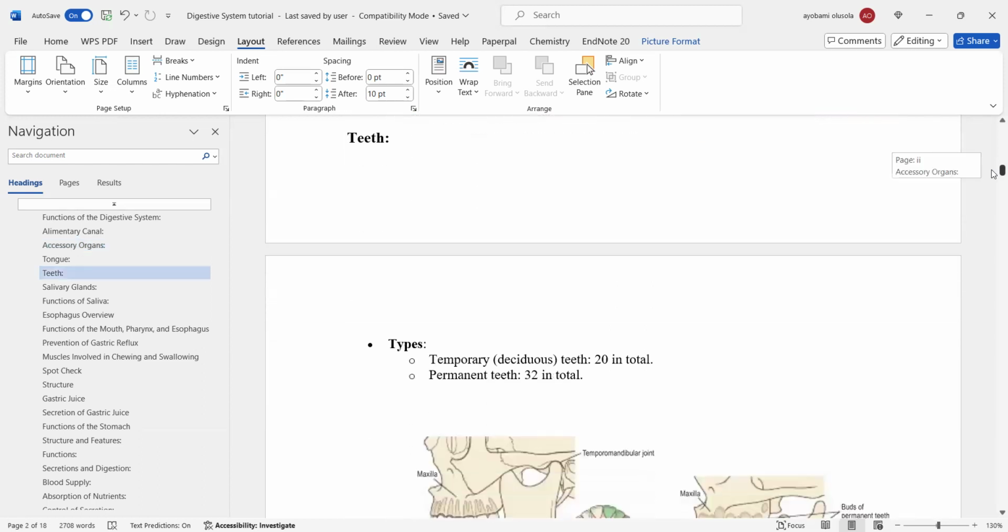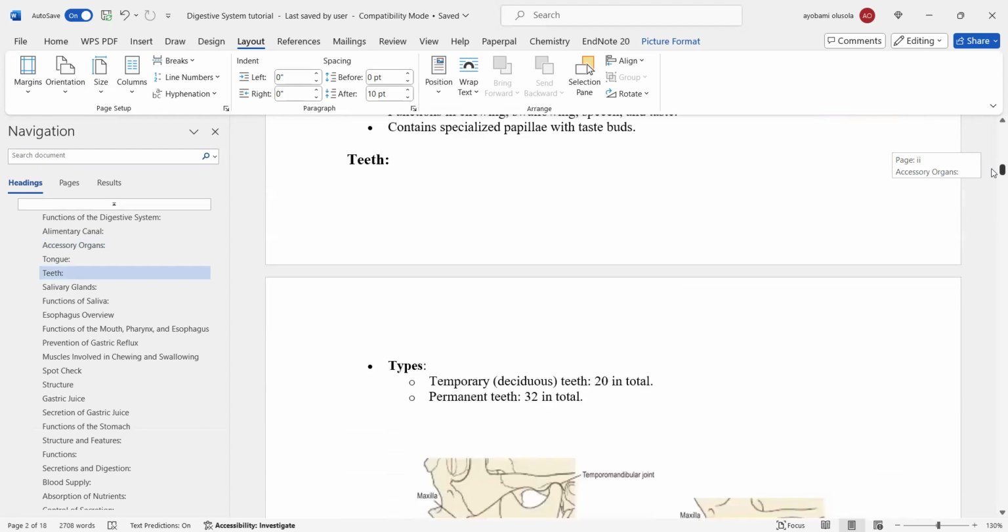Now, the teeth. The teeth are also in the mouth. There are two types of teeth. You have the temporary, otherwise known as the deciduous teeth, and there are 20 in total. Then we have permanent teeth. There are 32 in total.